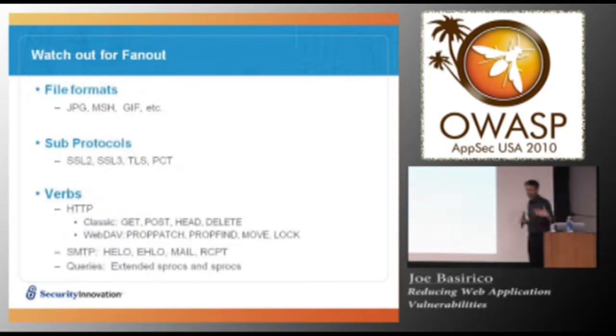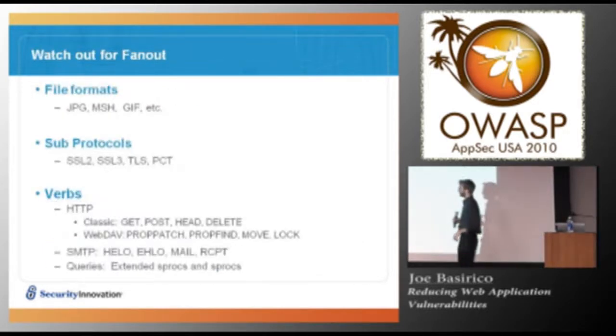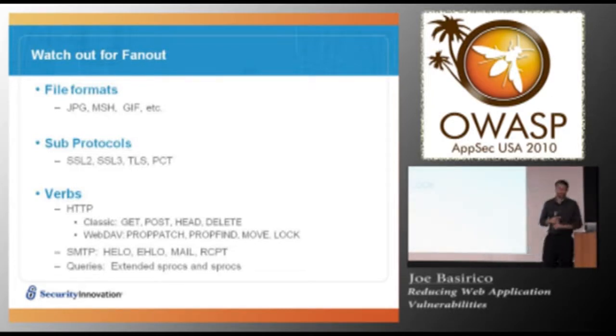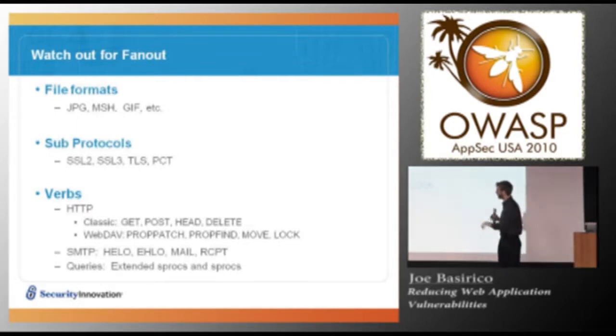So mapping this attack surface and reducing it is one of the more important things that you'll ever do. Think about file formats, think about all your sub-protocols, think about all your HTTP verbs, all your other SMTP verbs, all those kind of weird actions that your system can do.